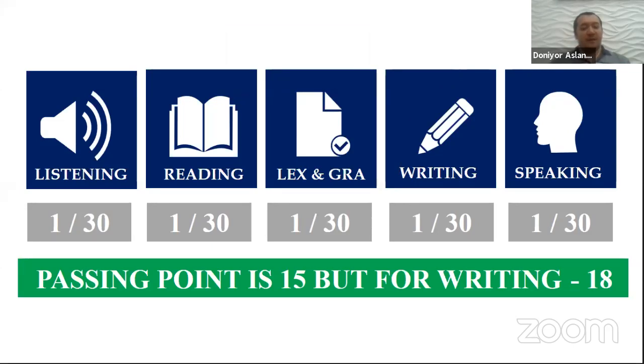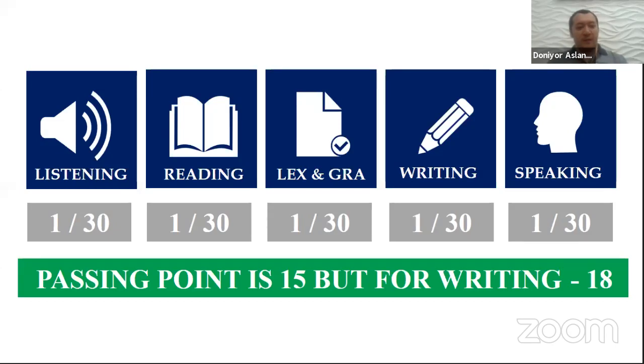So there are 5 sections in the test, both for the salary bonus test and for the level checking test, and they are listening, reading, lexical and grammar competence, writing, and speaking. Each will give you a maximum of 30 marks, from 1 to 30. So even the speaking part will give you 30 marks. So in total, you have a chance to score 150.